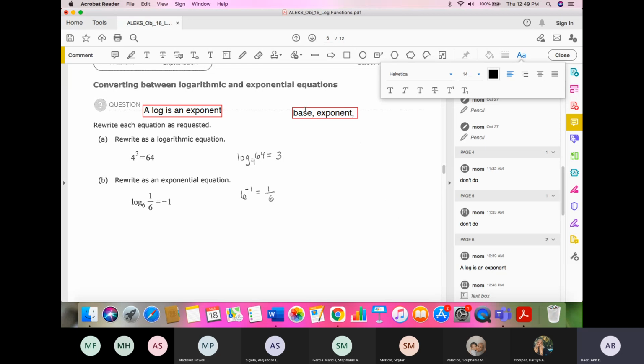And then I ask myself, what's left? What is left? And what is left is the argument.